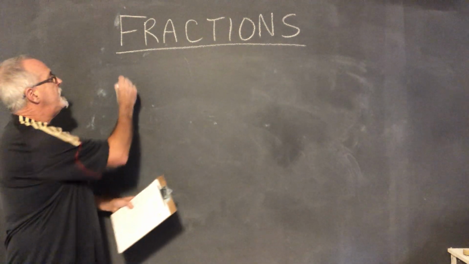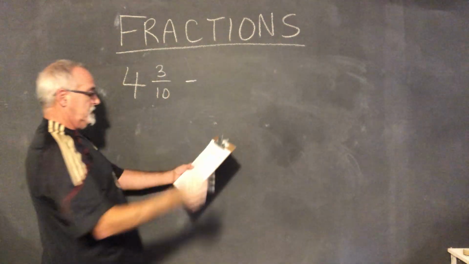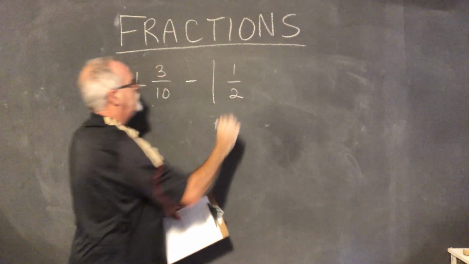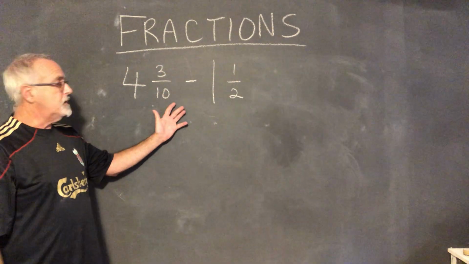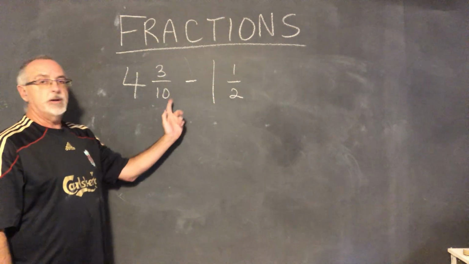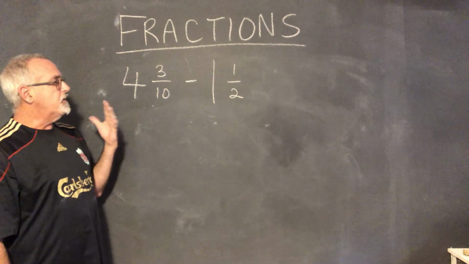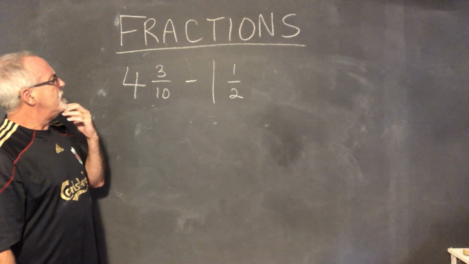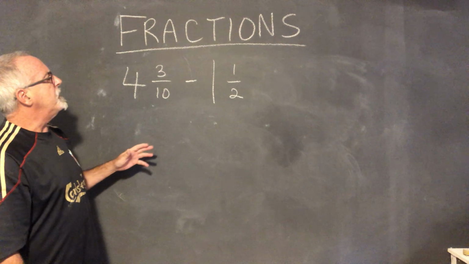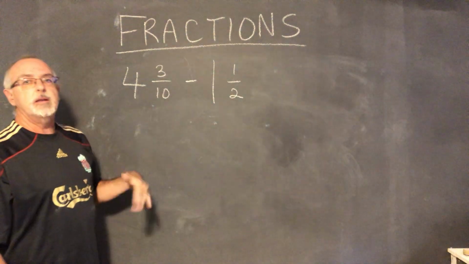How about 4 3/10 minus 1 1/2? Okay, we do not have a common denominator, not yet, so we have to do something. This time though, 2 is a factor of 10, so my greatest common denominator is going to be 10. I said greatest common denominator? My least common denominator is going to be 10. The lowest common multiple of 2 and 10 is 10.